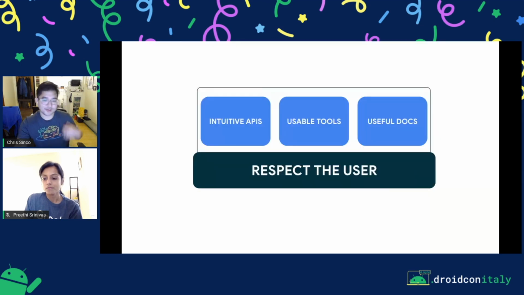To summarize, going back to the framework that Preethi mentioned in the beginning about respecting the user, we walked through three examples that covered how we're approaching building intuitive APIs, usable tools, and useful docs or guidance in general. We hope through these stories we've demonstrated that developer research or UX research is really more than just testing the UI. It's a combination of understanding how developers break down a problem and learn, how they perceive structuring their code, and what tools can support them in this process as they go along.